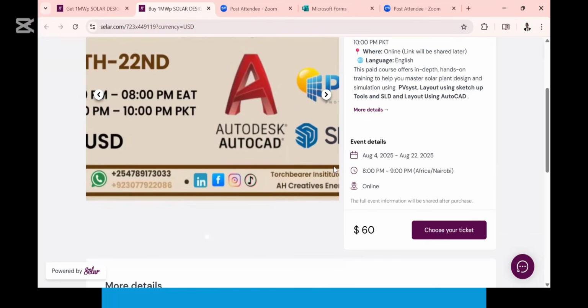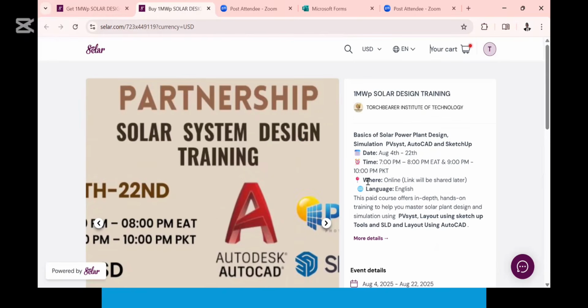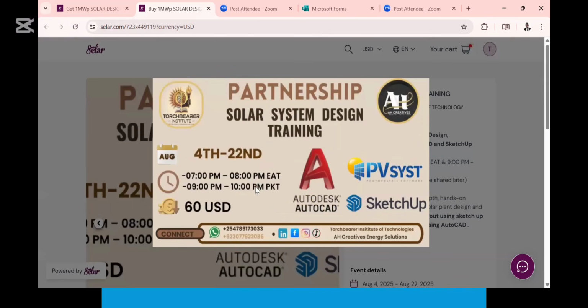The training is going to cover PVsyst, SketchUp, and AutoCAD, and we are going to guide you through how to install PVsyst, SketchUp, and AutoCAD. So you will get the software. That's one of the advantages. You get the software, and also we are going to guide you through how to design a system from scratch. The payment is $60.